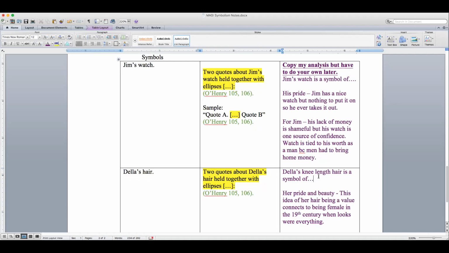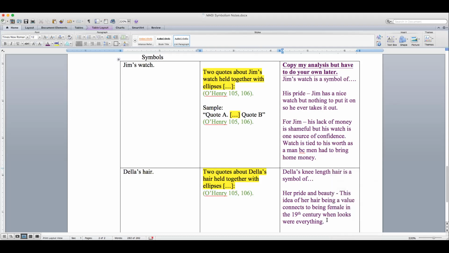For Della, her knee-length hair is a symbol of her pride, her beauty, this idea of her hair being a value, which like she was able to sell it, right? So like it was literally valuable. You were able to exchange it for money. And that then connects to being a female in the 19th century when looks were everything, right?